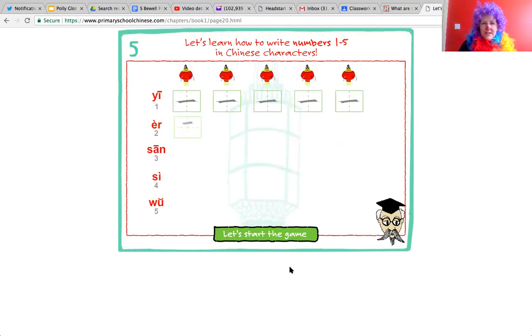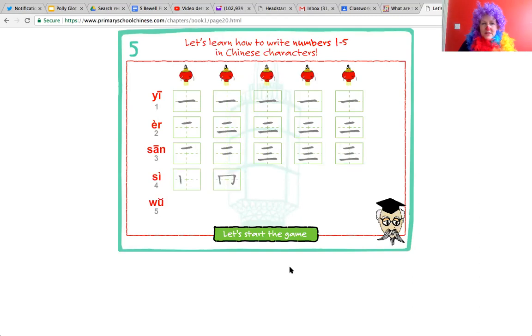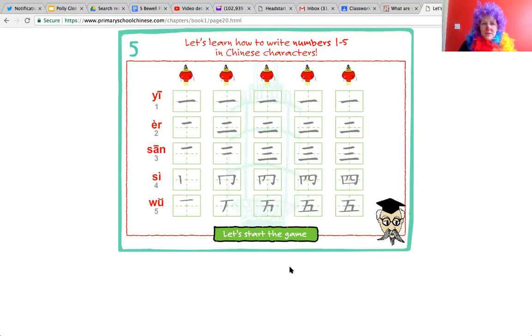So number 1, Yi, is just a straight line. Number 2, it's 2 lines, a short line followed by a long line. 3, San, is 3 lines, 2 short lines followed by a long line at the bottom. 4 is a little bit more complicated, so you need to follow the actions and it must be drawn in a particular order. And 5, you have to do the same. So a line at the top, a line down, and then it looks like a little chair and a line at the bottom.